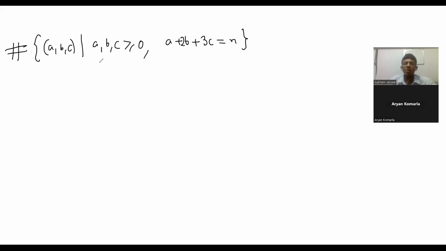Can you identify this thing as the coefficient of x to the power n in some polynomial? That is the question. Not A, 2B, and 3C, but this number. Let's call it Cn. If you consider this polynomial, or rather, it's an infinite thing.